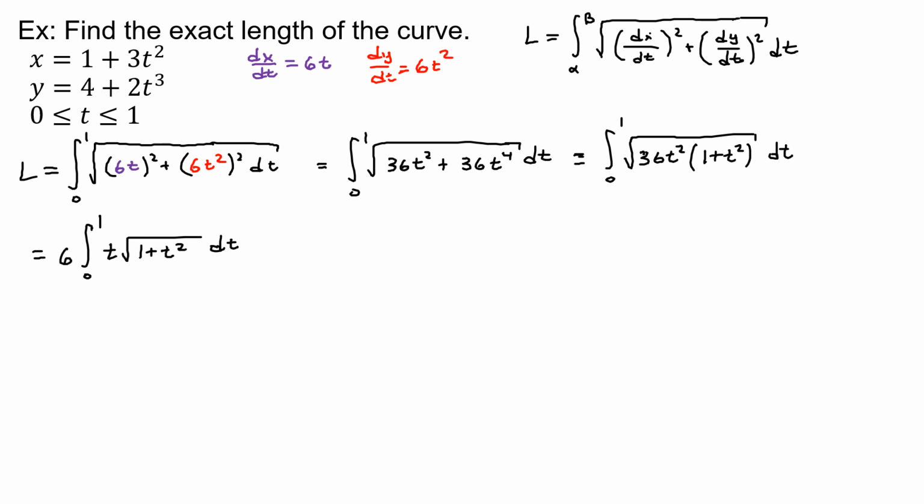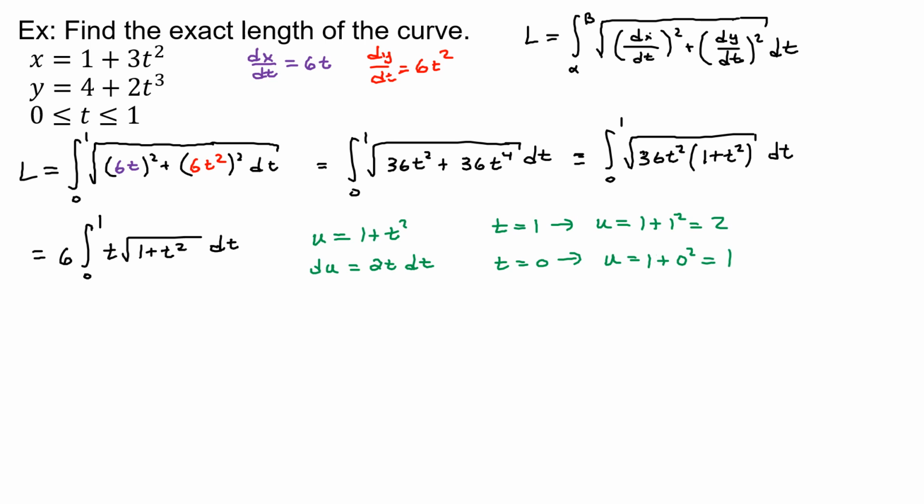But this is a u-sub. You could let u be 1 plus t squared, and du would become 2t dt. We'll change our limits as well. If t was 1, that means our u becomes 1 plus 1 squared, which is 2. If t is 0, that means our u becomes 1 plus 0 squared, which is 1. And so the length of the curve would become 6 times the integral between 1 and 2 of t times the square root of u. This is what becomes our u, and our dt will become du over 2t.